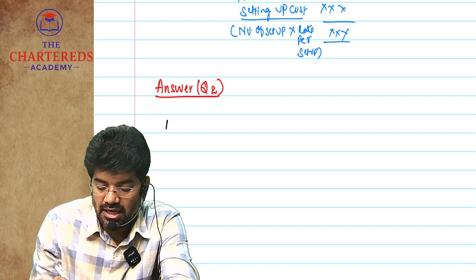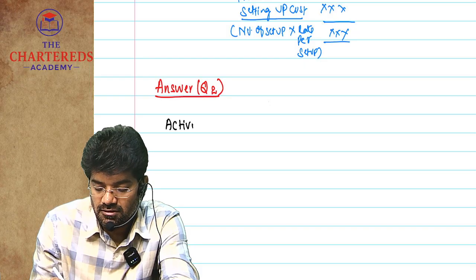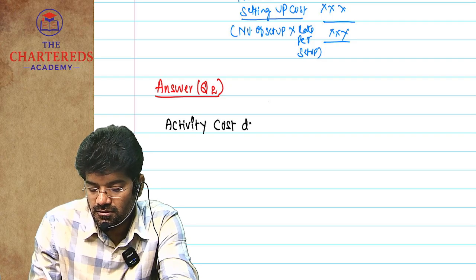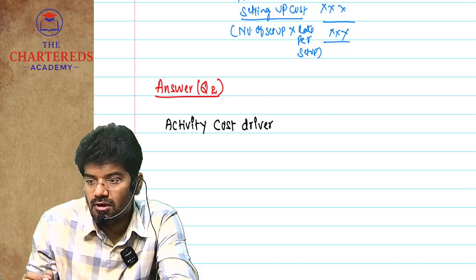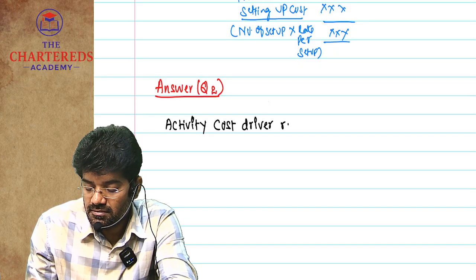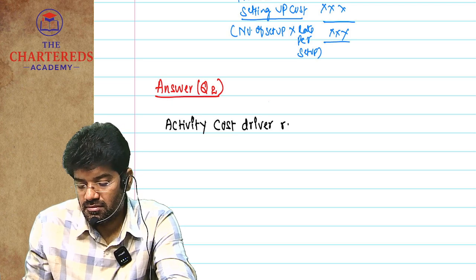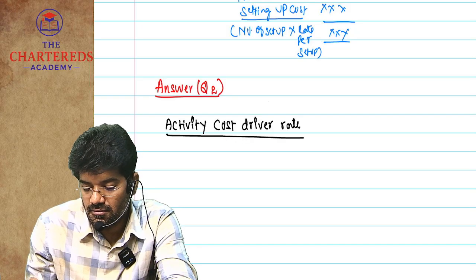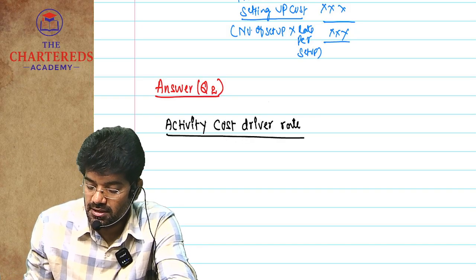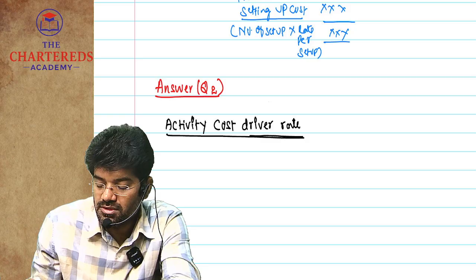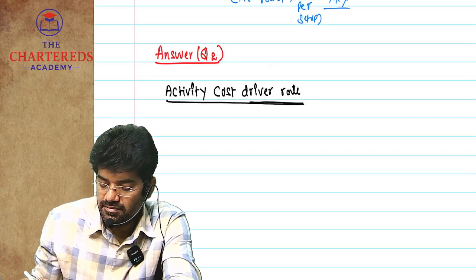So your first activity cost driver rate. This is what we are supposed to calculate. So now look, what columns should we take, specific columns. You can take this.